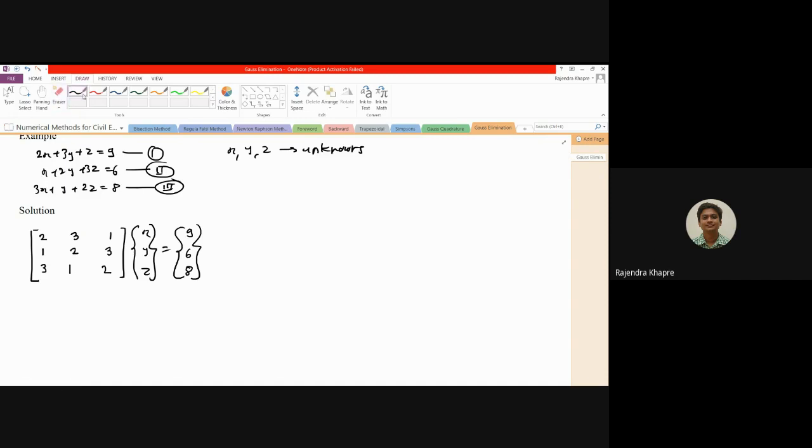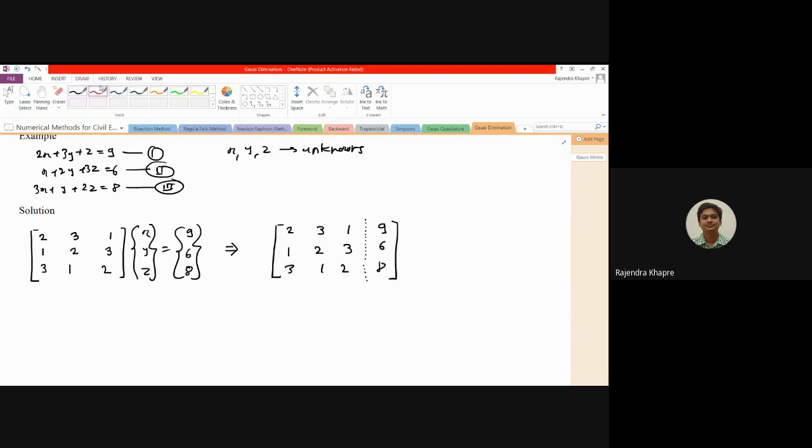Okay? Now this is a simple representation, but now I am going to draw the augmented matrix of this. The augmented matrix can be written in a simplified way. I write 2 3 1, then 1 2 3, and then 3 1 2. Then in the augmented matrix I draw a dotted line, and write down the constants, which are 9, 6 and 8 over here. This is what we call an augmented matrix.